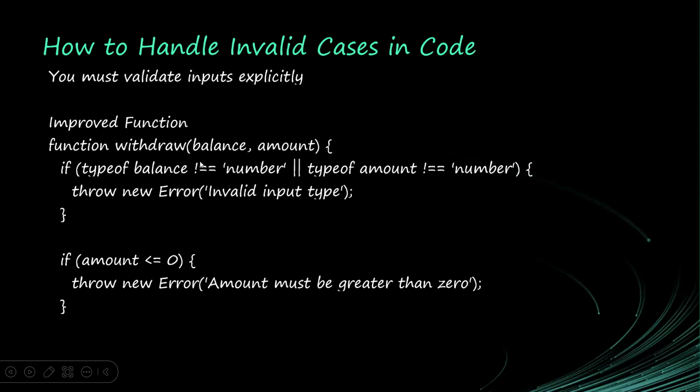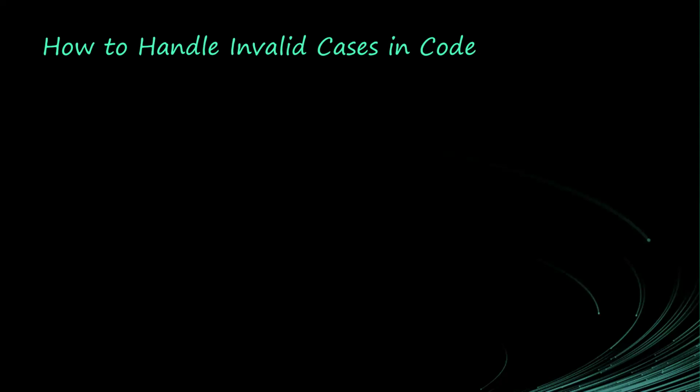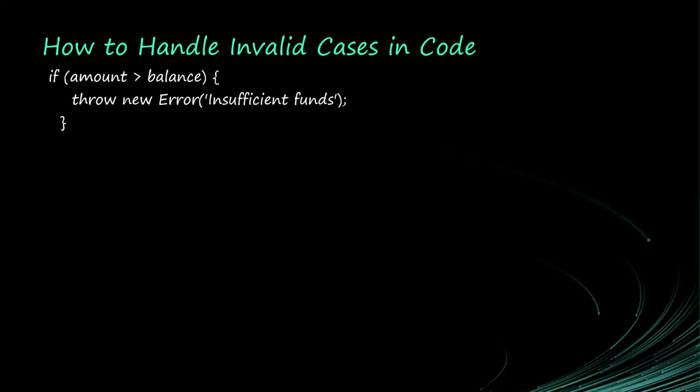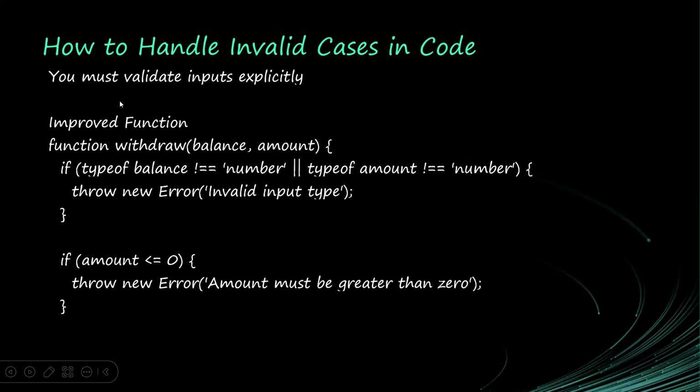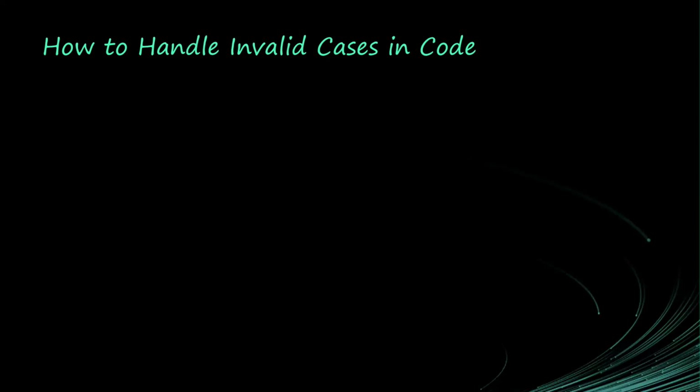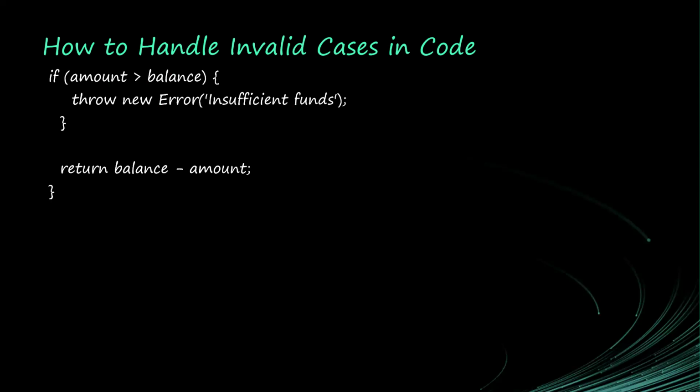But before we even do this, we should have written the tests. You should write tests that check against amount being less than or equal to 0. You should write tests that check if the type of balance or the type of amount is not a number. You should also write tests that check if the amount is greater than balance. So this is the full code. Here we are checking the data type for balance and amount, we are checking if amount is less than or equal to 0, and we're also checking if the amount is greater than balance. Then if none of these things are bad, we return balance minus amount.